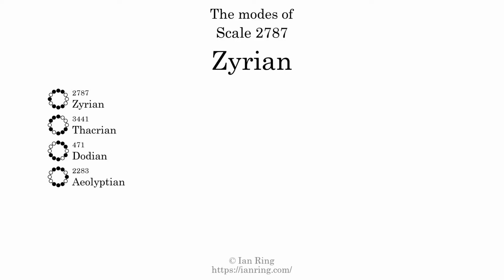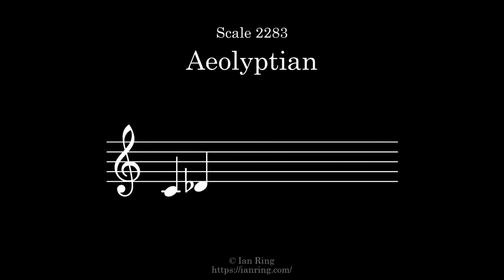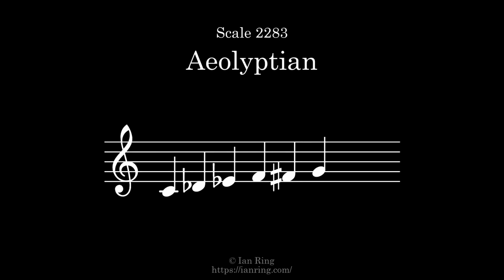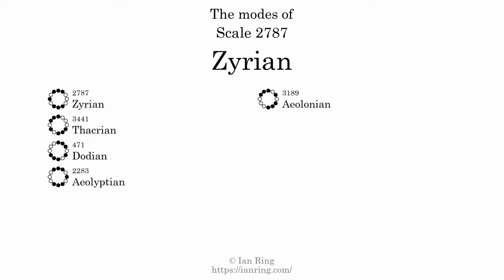The fourth mode is scale 2283, also known as Elliptian. It sounds like this. The fifth mode is scale 3189, also known as Ionian. It sounds like this.